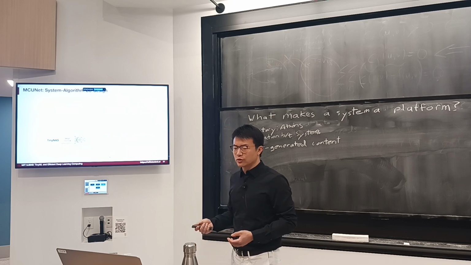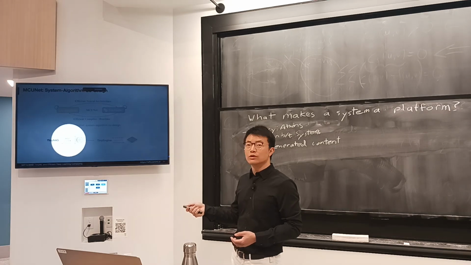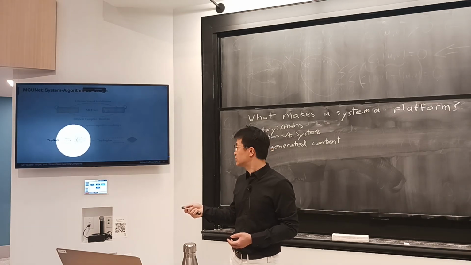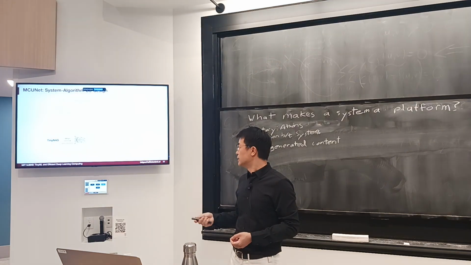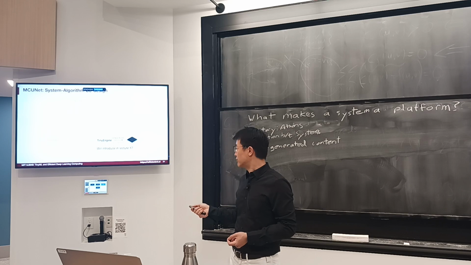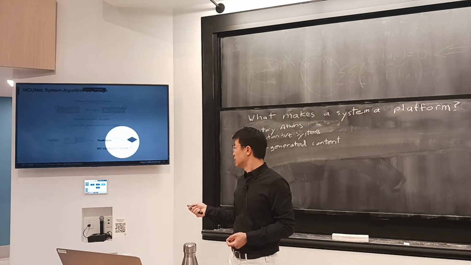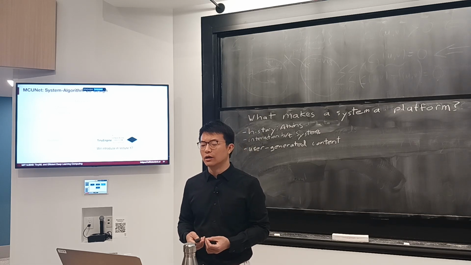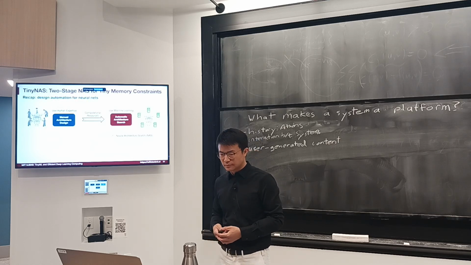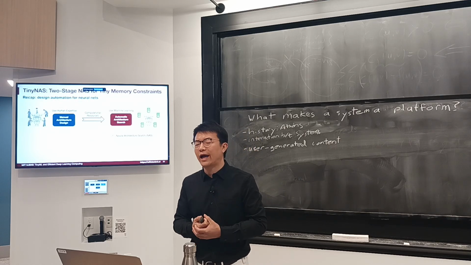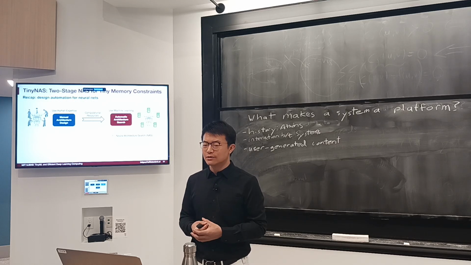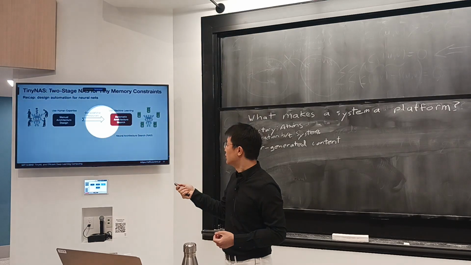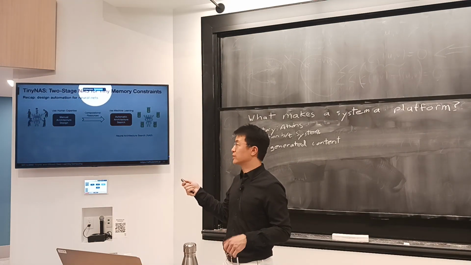In this lecture, we are going to cover the first part, which is TinyNAS, tiny neural architecture search: how to automatically design and optimize the model given the hardware resource constraint. In the next lecture, we are going to cover the second part, the TinyEngine, efficient compiler and runtime, and how to optimize the inference engine. So let's start with TinyNAS, which has 2 stages.